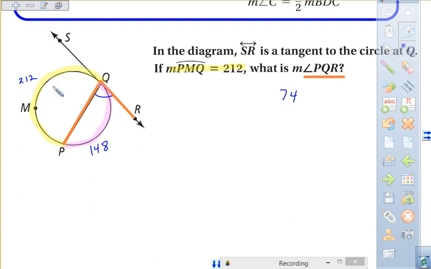The other way to do this one would be to half the 212, so that would give us this angle, and we get 106, and then the linear pair to 106 would be 74. You'd have a couple choices on that one.